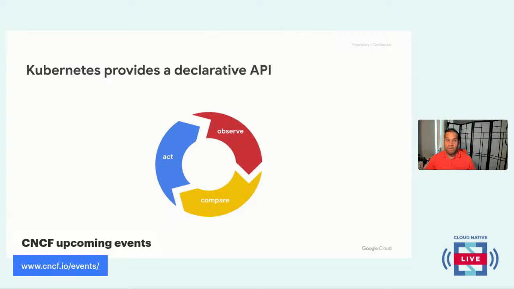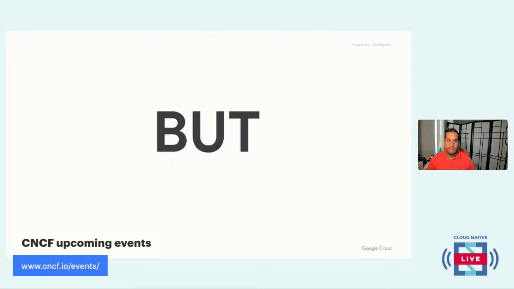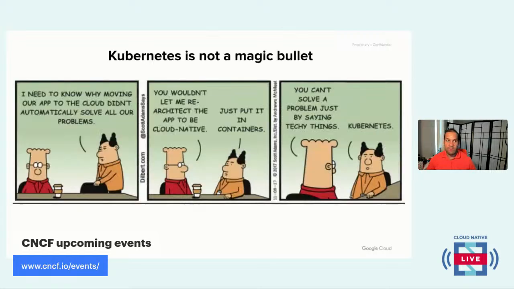Kubernetes has a declarative API, which makes it easy to leverage. And then, of course, that API is extensible. So if there is something that upstream Kubernetes does not offer, I, as a developer team, can extend it, create my own controllers, and get it to do what I need it to do. It provides a great backbone for all of that. But there is a caveat.